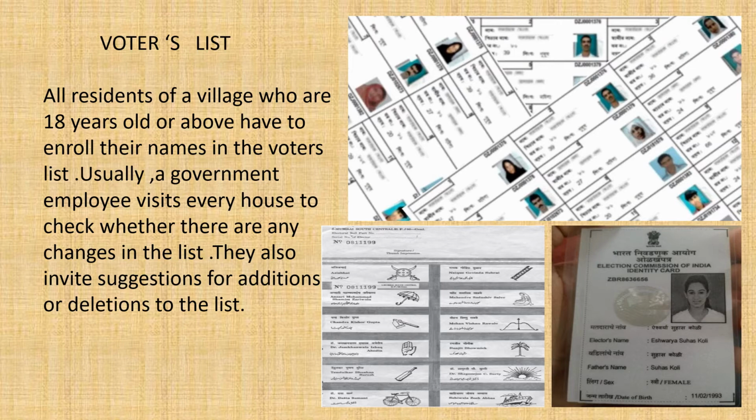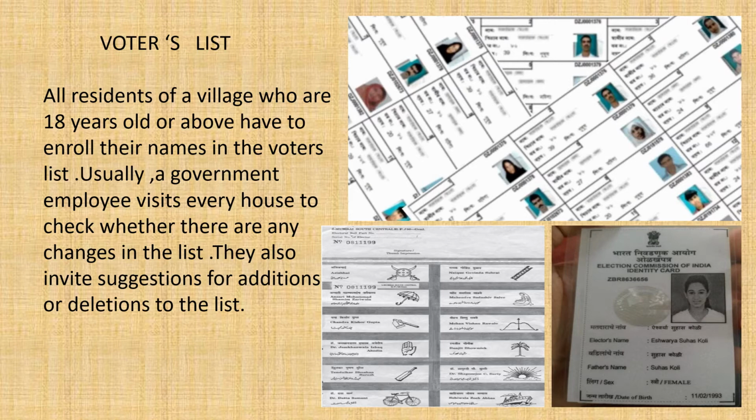And then we can see the voter card or election identity card, which we have to carry with us during casting of vote. I hope you might have seen your parents' voter card. What is the voters list, children? All the residents of a village who are 18 years old or above have to enroll their names in the voters list. It is not only in the village, it is in the city also. In the city also, we follow the same method.